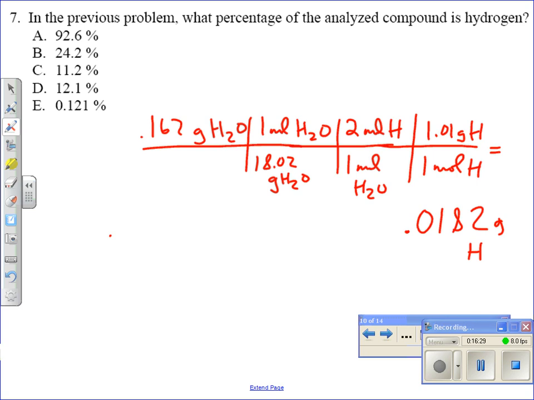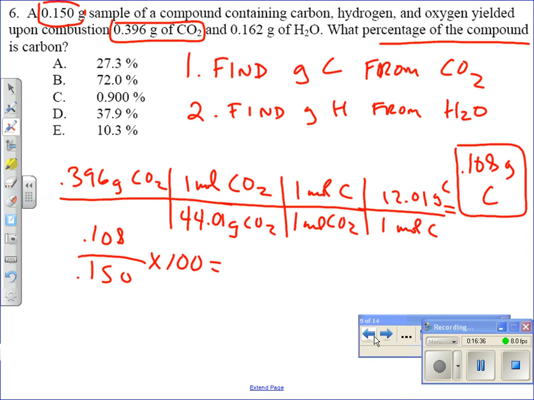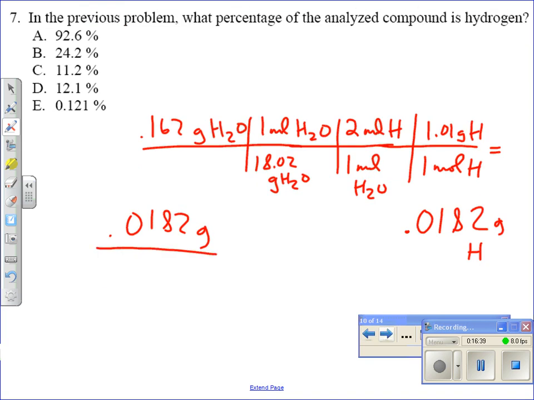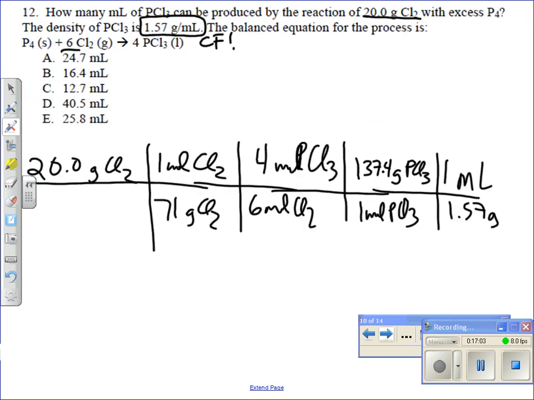So then we go back to the 0.0182 grams. The total sample size from the original part of the problem was 0.150. So we go 0.150 here times 100, and you get the percentage. I believe it's D, 12.1. You'll get 12.1. You get the percent of hydrogen. You have the percent of carbon. If you add those together and subtract it from 100, you get the percent of oxygen, and then it becomes an empirical formula, a molecular formula problem, whatever they're asking you to solve for.